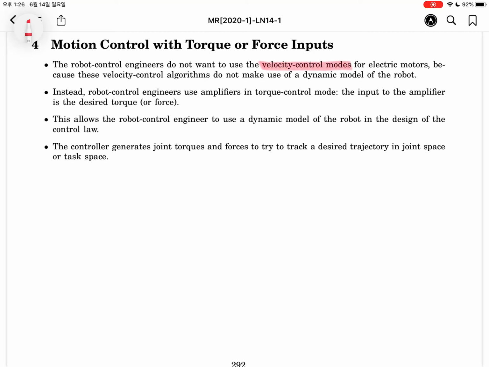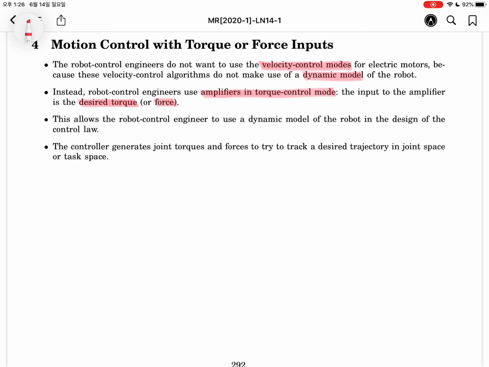A long time ago, we used it for electric motors because this kind of velocity control algorithm does not make use of the dynamic model. So if you want to apply your dynamic model to your robot system, then we should use torque control input. Instead, robot control engineers use the amplifier in the torque control mode, not velocity control mode. So the input would be the desired torque or force.